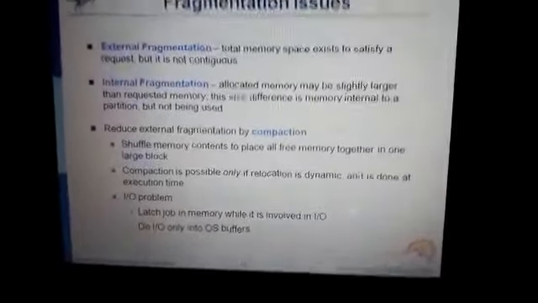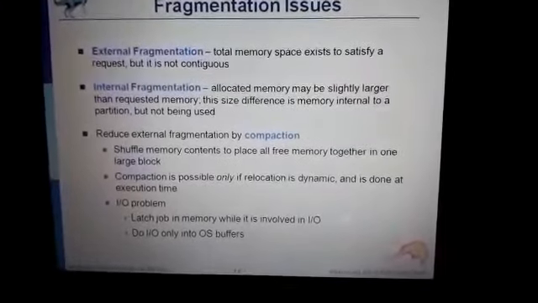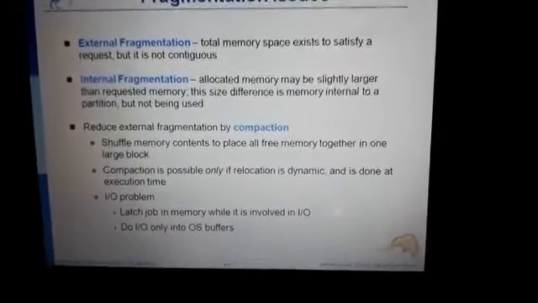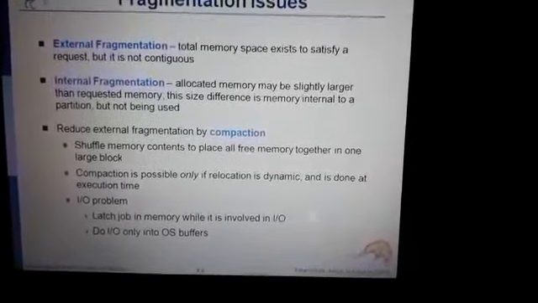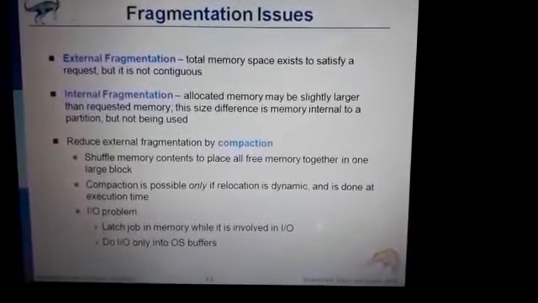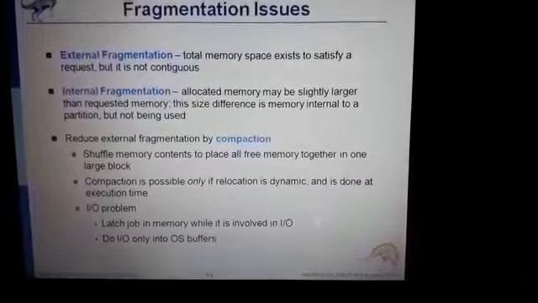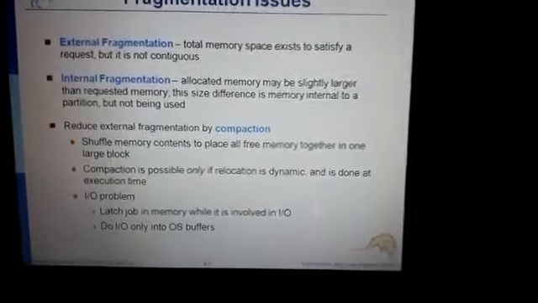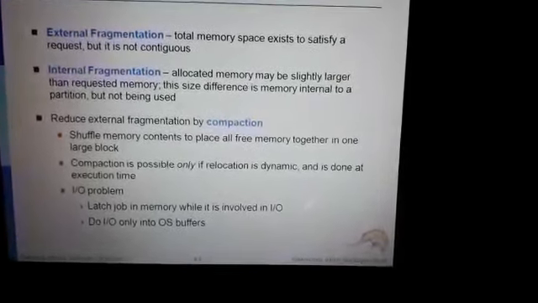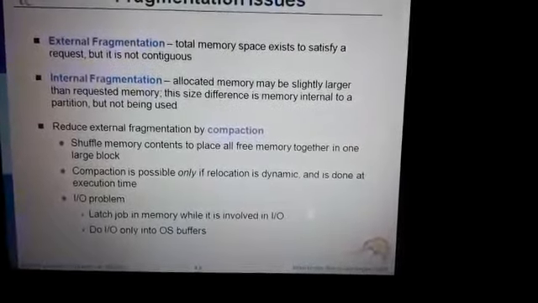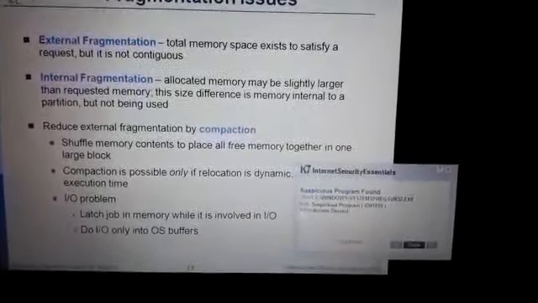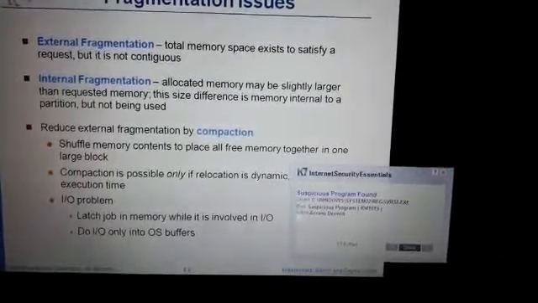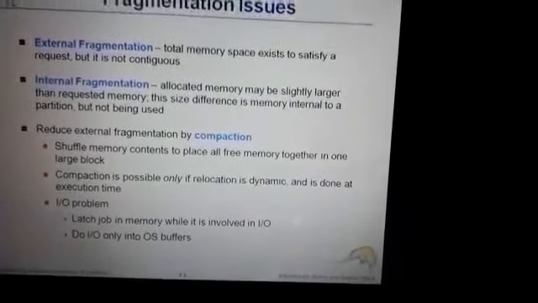Fragmentation issues: external fragmentation and internal fragmentation. External fragmentation: total memory space exists to satisfy the request, but it is not contiguous. Contiguous memory allocation you have already seen in the previous slide. Internal fragmentation: the allocation of memory may be slightly larger than the requested memory. This size difference is memory internal to the partition but not being used.